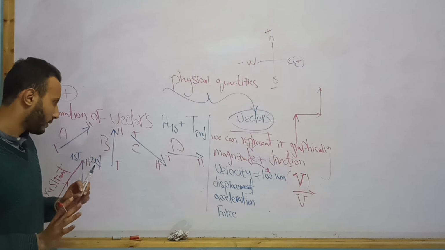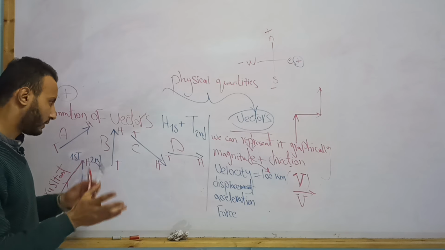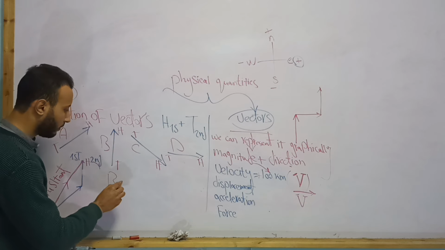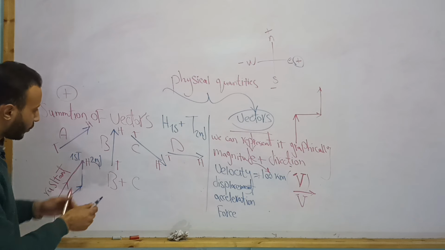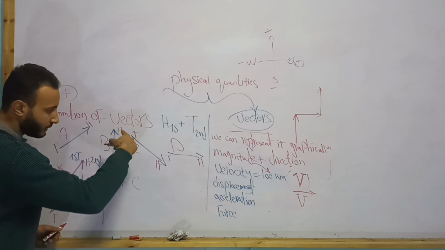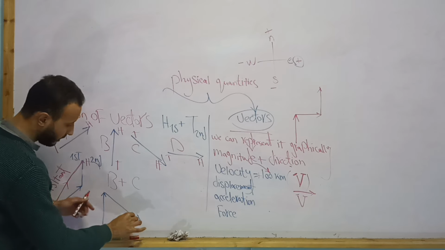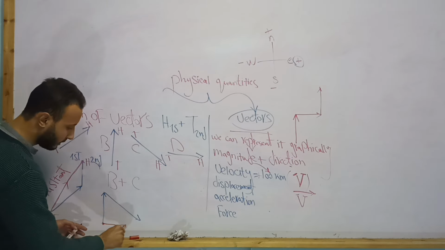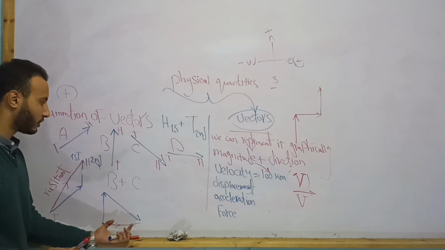Okay, that's great. Let's take another example, for example, B plus C. So where is B? B is just like this. Where is C? C is just like this. The head of the first vector with the tail of the second vector like this. And then you get the resultant from the tail of the first vector to the head of the second vector. Like this. So this is the resultant.